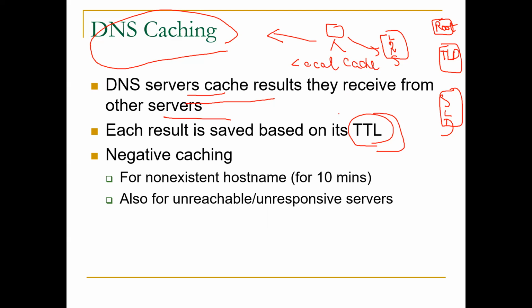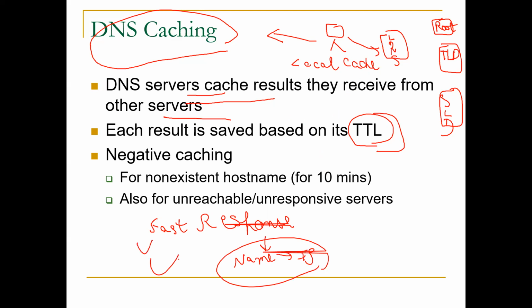Each result is served based on your TTL value. DNS server caching is very important when you want fast results. It serves the request from the cache rather than going recursively and iteratively, so it will have a fast response. It will resolve your name to an IP quickly. That's why DNS caching is important.